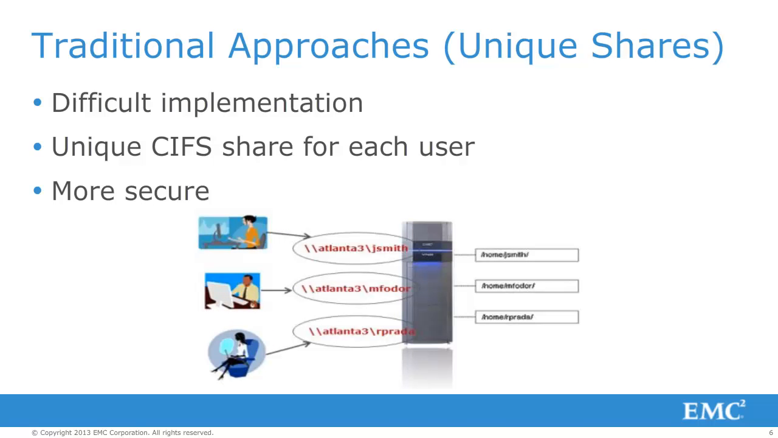Another traditional approach that is commonly used is the unique shares implementation, where a unique CIFS share is created for each user's home directory. This is a more difficult implementation, but it is more secure than the shared drive approach. Its drawbacks include the labor-intensive act of creating each CIFS share, as well as the fact that setting permissions are prone to error, like before. As you can see in the picture, each user maps to their own share, ensuring security of user files from other users.